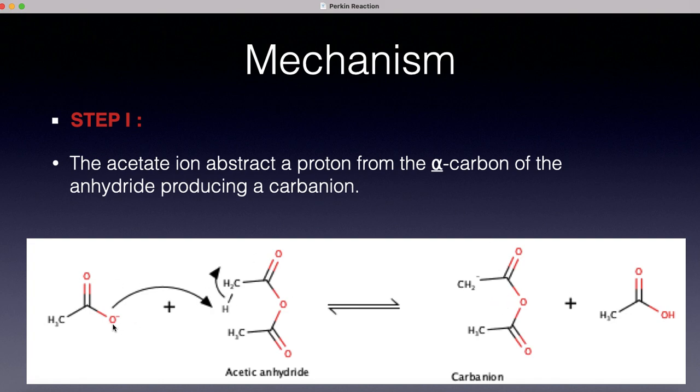This acetate ion, that is CH3 C double bond O minus, abstracts the alpha hydrogen from acetic anhydride, and there is the formation of acetic acid. This bonding pair goes to this methylene group. There is the formation of the carbanion. This carbon carries the negative charge.